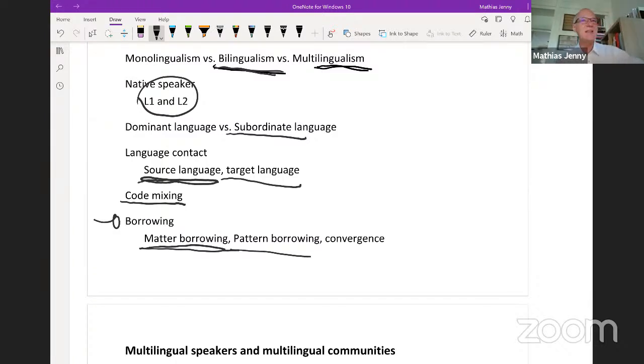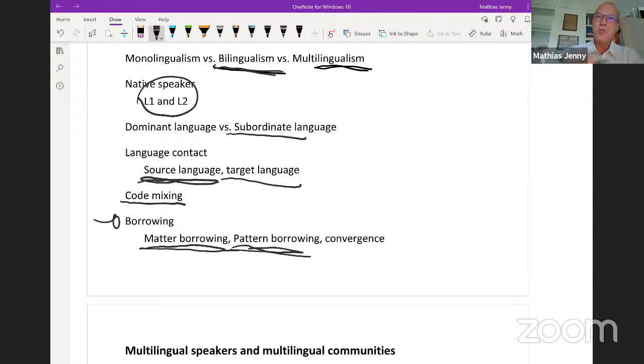So if in Burmese you use an English word like discount bede, discount shide, discount is an English word with English sound and English meaning. So you borrow the whole thing as a matter, like an object you borrow. Pattern borrowing, on the other hand, is when you just borrow the way of putting things together. So you may borrow the way of making a sentence out of words, but using your own material. We will see examples of this in Burmese and languages of Myanmar in the lecture on Friday.